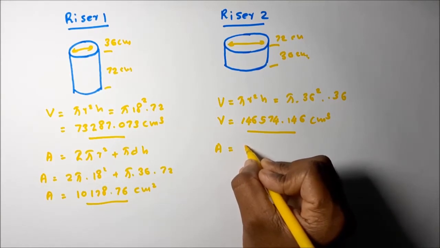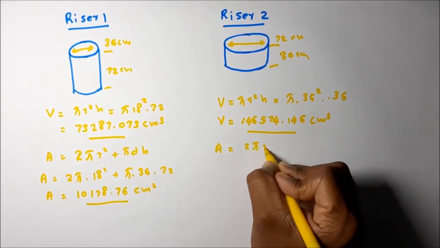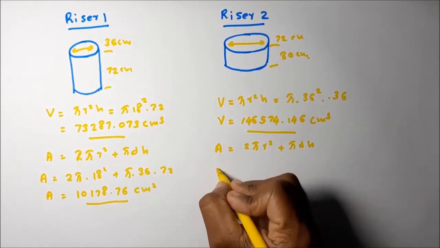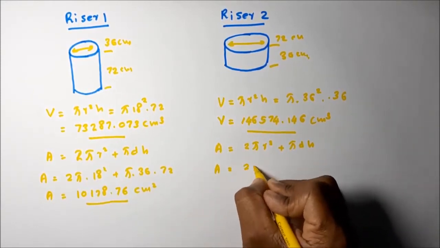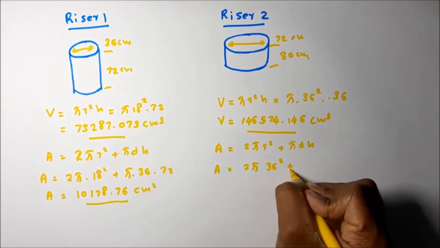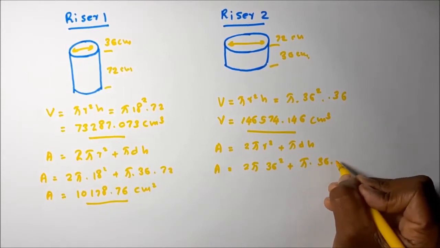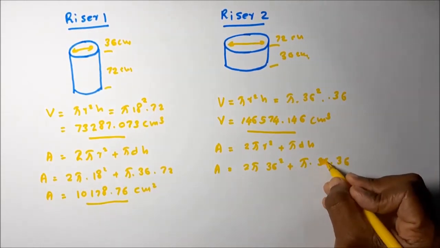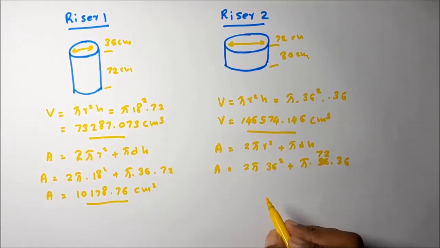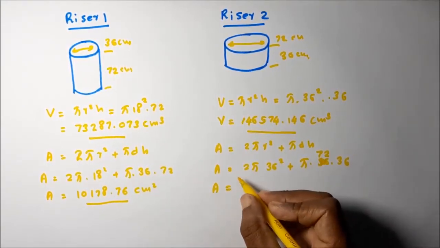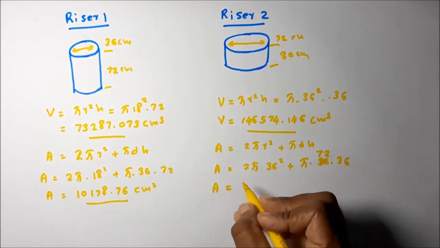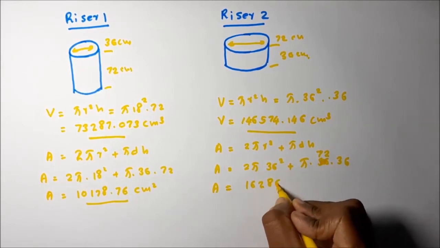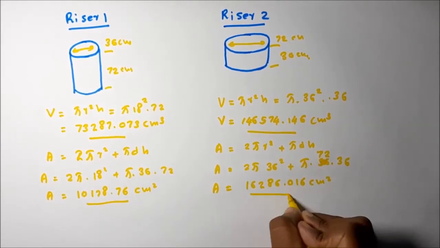Okay, for this one, the total surface area of riser 2 is again the same equation: A is equal to 2 π r square plus π d h. This time r is equal to 36 squared, plus π d. What is the diameter? 72. What is the height? 36. So what is the value for the A? It will give 16,286.016 square centimeters.